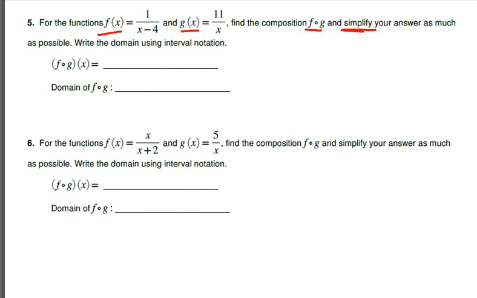All right. This next problem says for the functions f of x is 1 over x minus 4 and g of x is 11 over x, find the composition f composed of g, simplify your answer as much as possible, and write the domain using interval notation. It's the same kind of thing, but now we've got rational functions. Both of them are rational expressions. No big deal. So f composed of g of x.